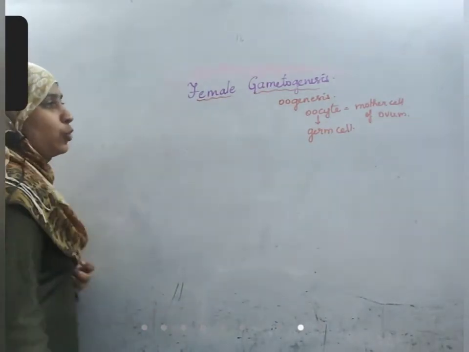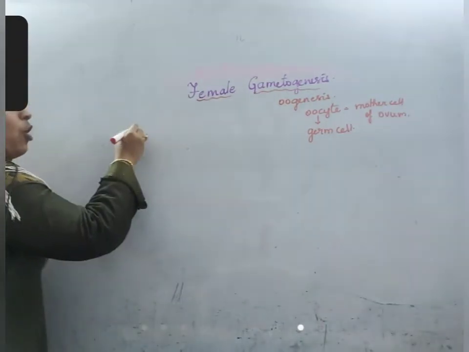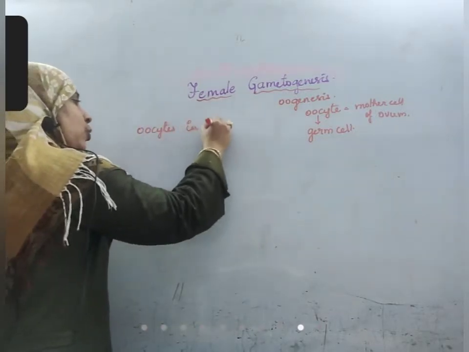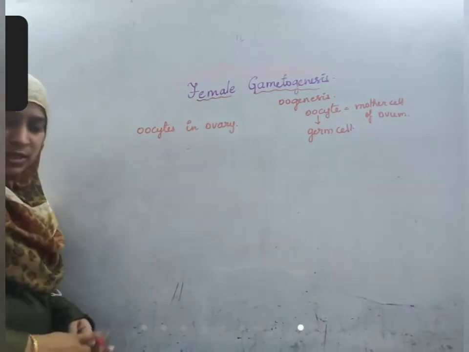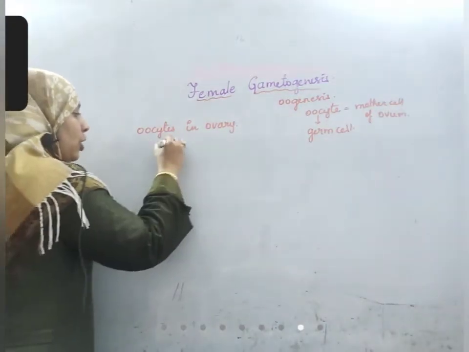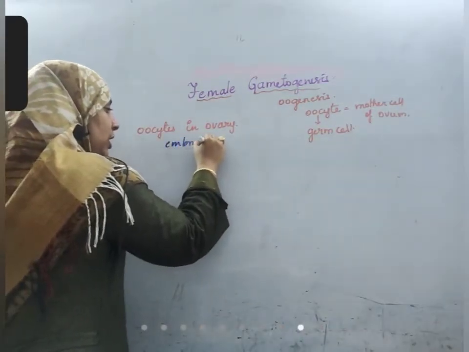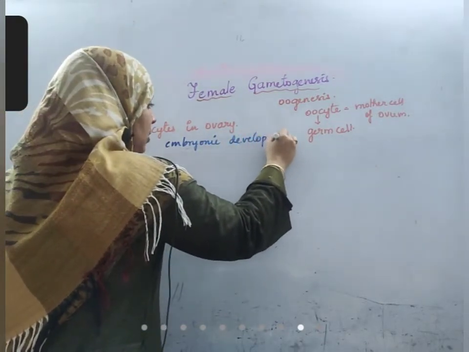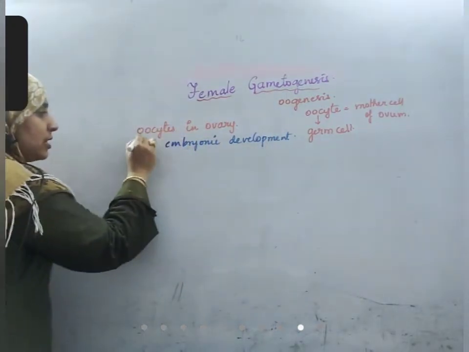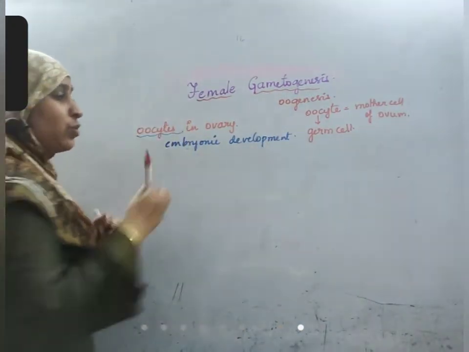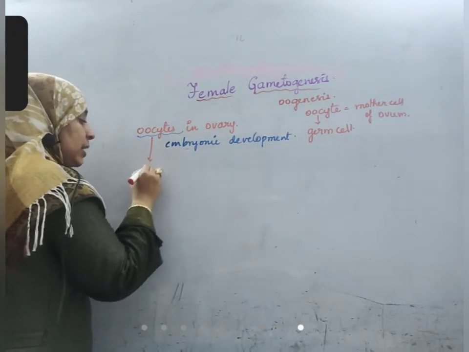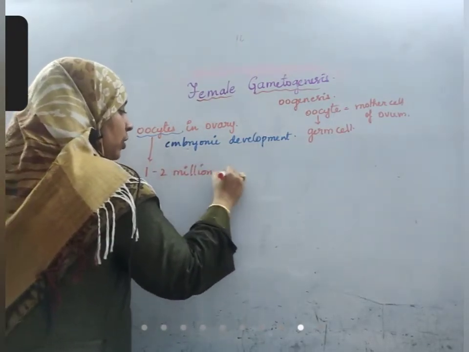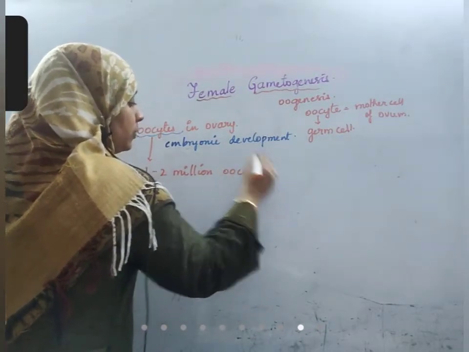During oogenesis, the formation of oocytes in the ovary occurs during embryonic development. Embryonic development means when the baby is in the mother's womb itself, the ovary will synthesize oocytes. How many oocytes for one ovary do you think? About 1 to 2 million oocytes are produced.